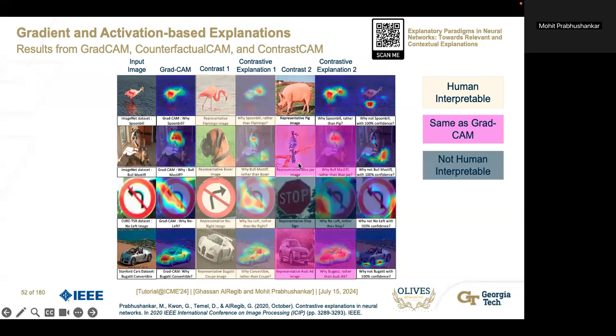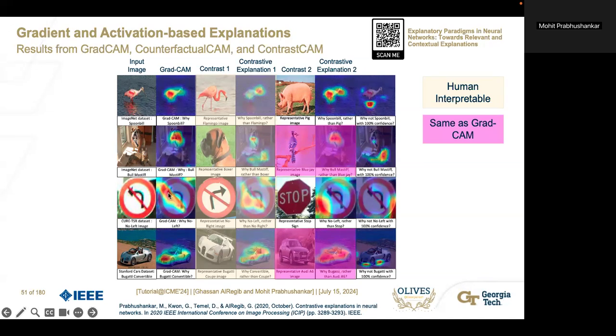There are some things that are not human interpretable. We talked about this stop sign image before. Let me actually remove the highlights. I'm not sure if it's very visible. So given this kind of a dataset with only traffic signs, this is of a no left image. If you ask why no left image, the answer needs to be that there is this kind of a cross across the traffic sign. And that is what you see here.